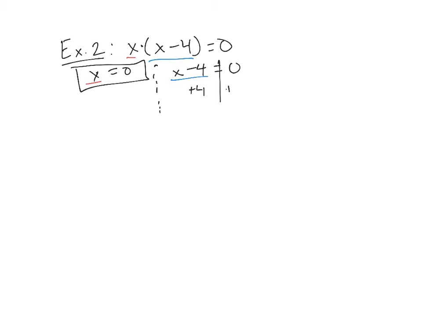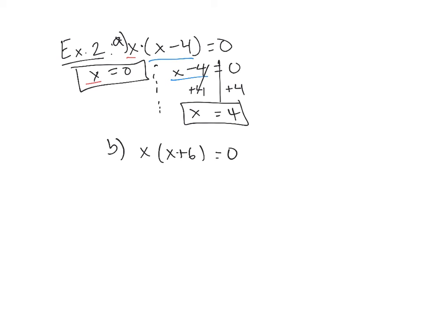So if we add 4 over to the other side, x equals 4. So our two answers for this one in terms of the zero product property would be x equals 0, which would make the first number 0, or x equals 4, which would make the second number 0. I'm going to call that example 2a. Go ahead and try example 2b, x times x plus 6 equals 0. Solve that one out using the zero product property and enter your answer when you're ready.